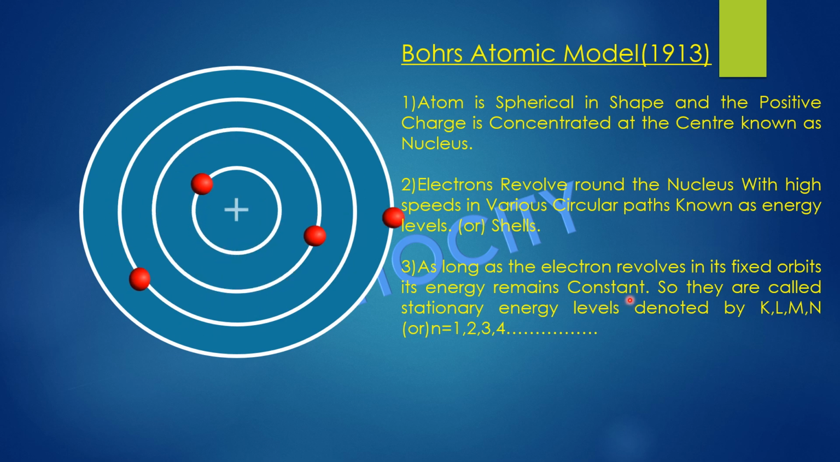What do you mean by orbit? It is the path followed by the electron round the nucleus. So they are called stationary energy levels. Why are they called stationary energy levels? As long as the electrons revolve in their fixed orbits, their energy remains constant. So they are known as stationary energy levels and are denoted with K, L, M, N. Observe this animation, children, very clearly, so you can understand the concept.